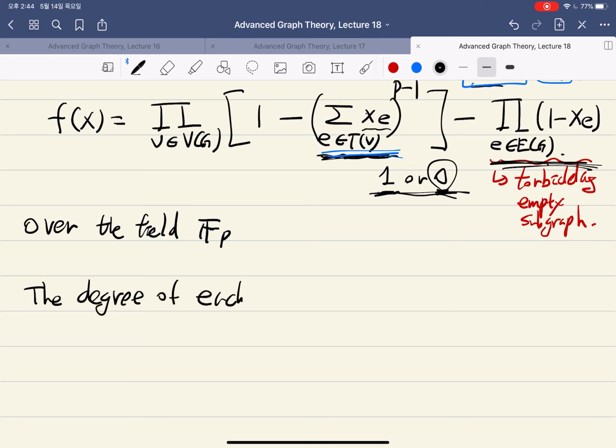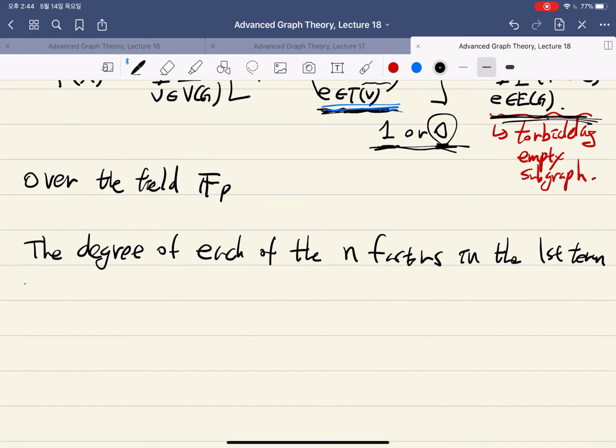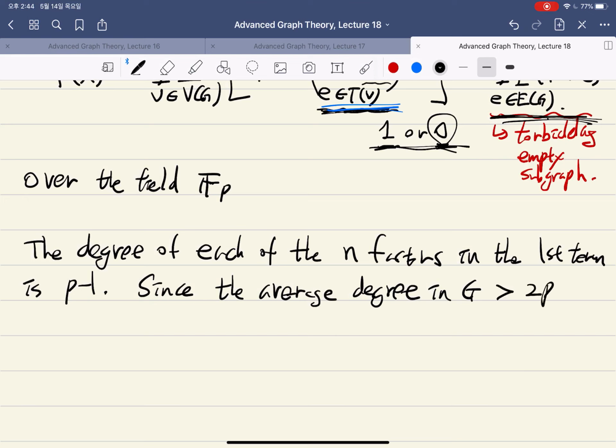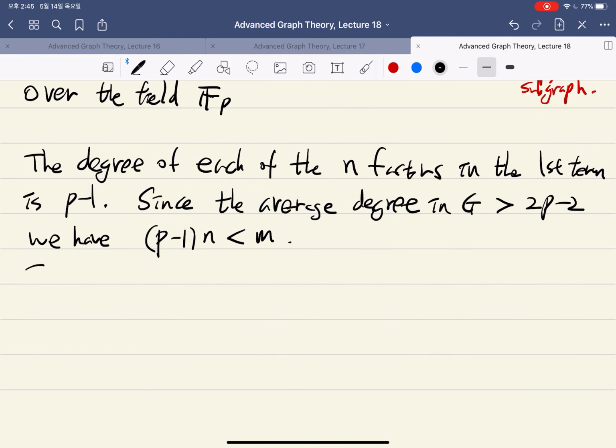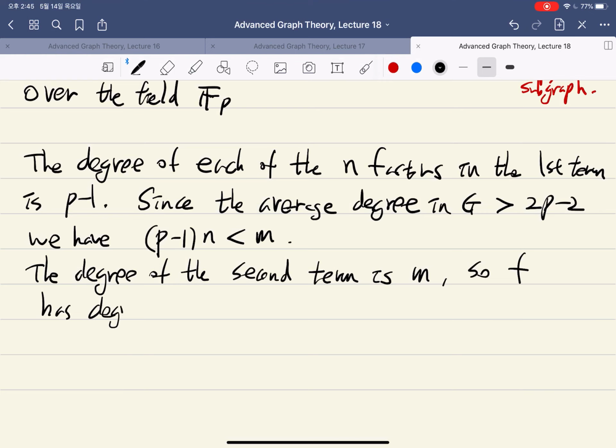The degree of each of the n factors in the first term is p minus 1. And we know that the average degree in G is bigger than 2p minus 2. So what does it mean? It means that (p minus 1) times n is strictly smaller than m. The average degree is the same as 2m over n, so it's bigger than 2p minus 2. So we get this inequality. So the degree of the second term is m. So f has total degree m.